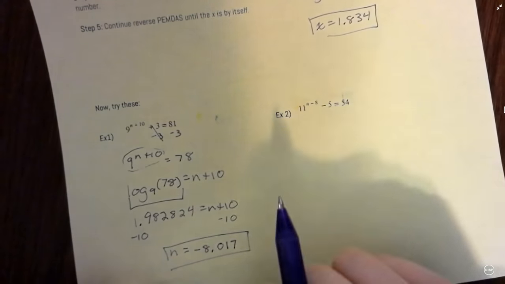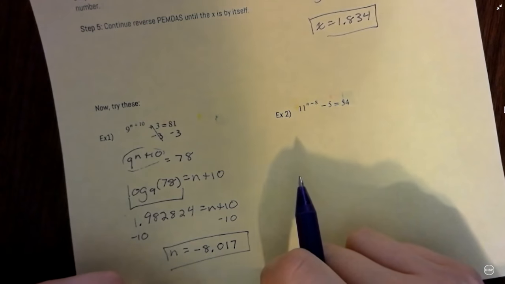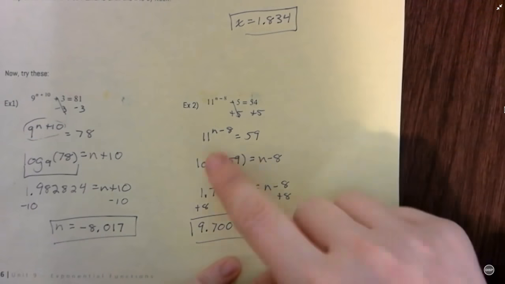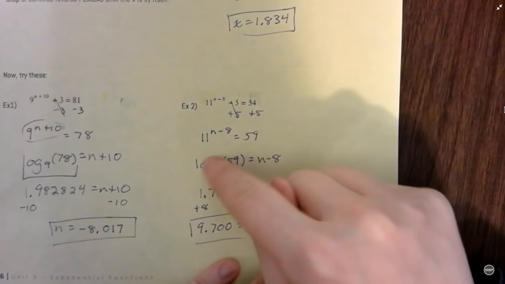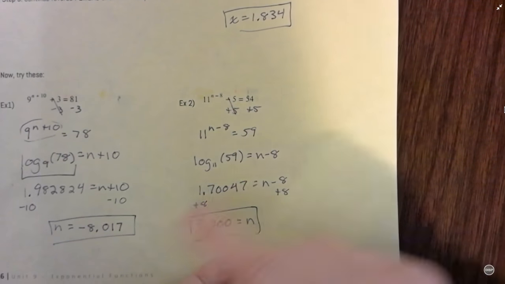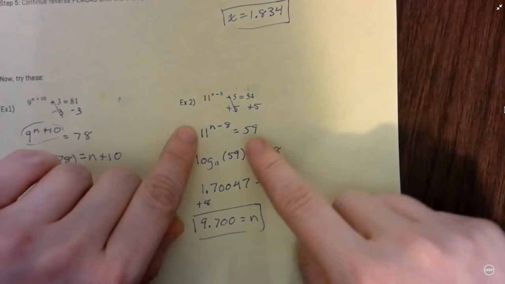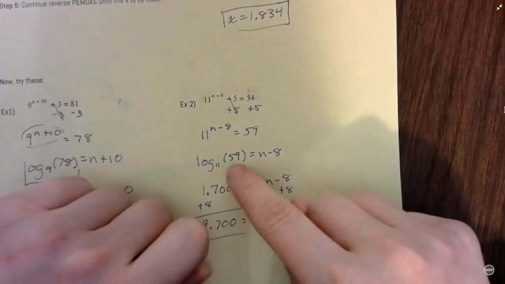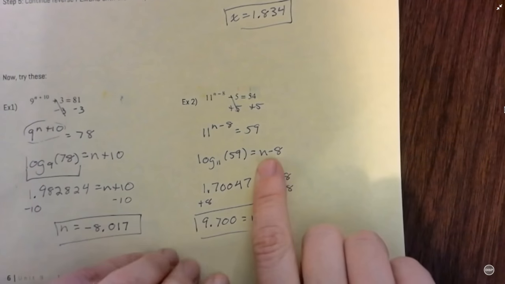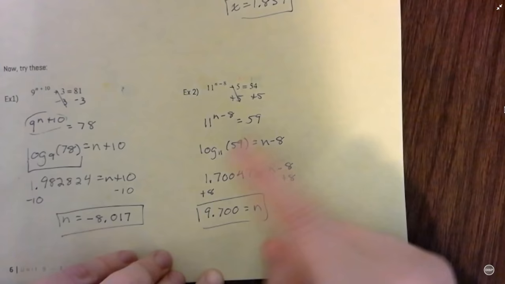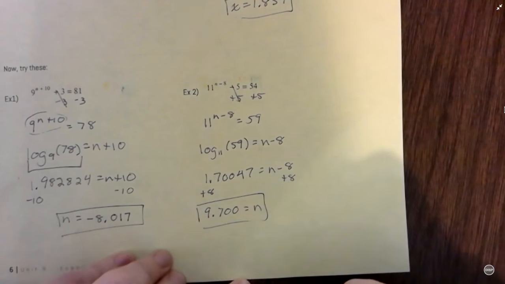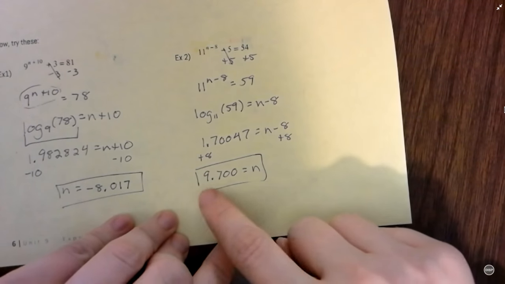All right. So then go ahead and try example 2 and come back to check your work. So for this problem, we should have first added 5 to each side. Then you end up with the power on its own. So you can go ahead and convert to log form. So I get log base 11 of 59 equals n minus 8. So log base argument exponent. And then that gives me approximately 1.70047 equals n minus 8. And finally, I add 8 to both sides, which gives me approximately 9.7.